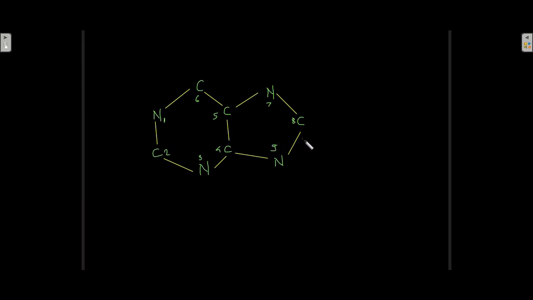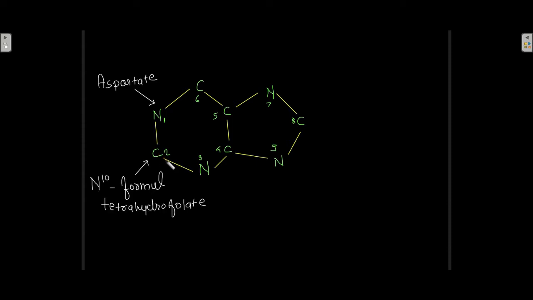So this is how purine looks, right? This is the structure of purine. Now as you can see, the nitrogen at the first position is supplied by aspartate. This nitrogen came from the aspartate. Similarly, the carbon at the second position came from N10 formyl tetrahydrofolate.